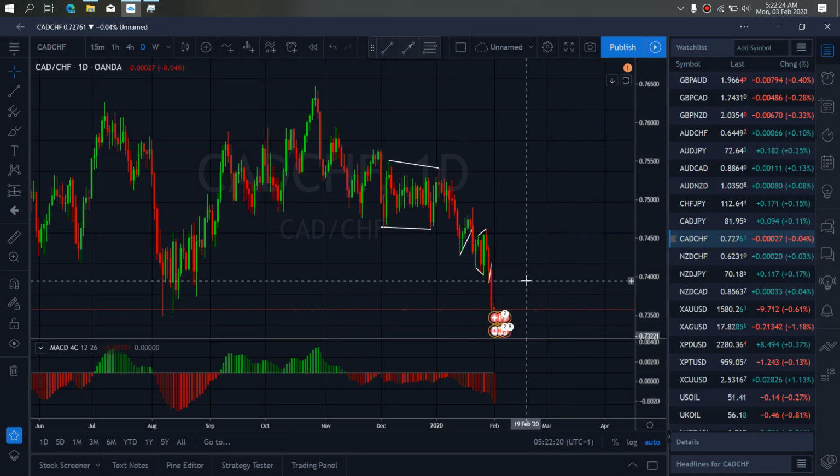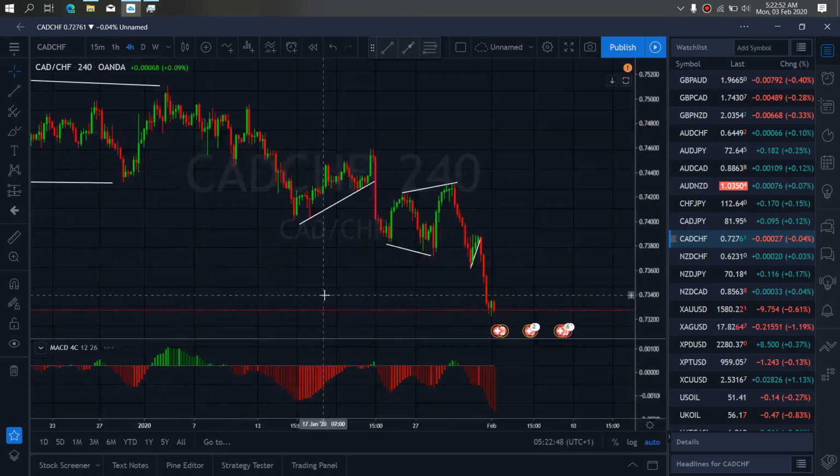CAD Swiss for this week. CAD Swiss is basically almost at the daily low. Right now, I want to watch them correct here and give us more drops to the downside before they will start back a buy momentum upside. Especially once they break through this low, they will reverse back and start a correction upside for us. So we're interested in that on CAD Swiss.